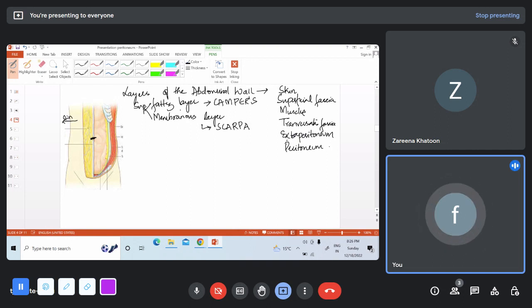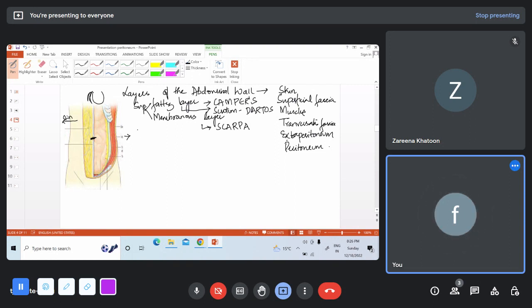Okay? Now, this superficial fatty layer in the scrotum, it is replaced by a muscle which is known as Dartos muscle. See, if this is the scrotum, if this is the skin, outermost layer is the skin, below the skin we don't have superficial fascia. Instead, this superficial fascia is replaced by a muscle called as Dartos muscle. So they can ask this question in the exam. Okay, now the membranous layer is the Scarpa.